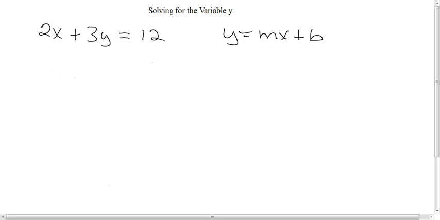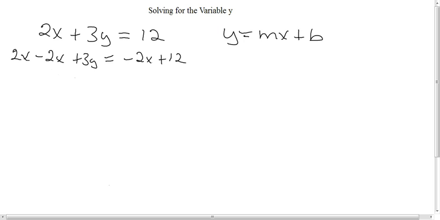So we must take 2x away from 3y. How do we do it? Well, what's the opposite? We have 2x. Is that a positive or a negative? Of course, it is a positive. What is the opposite? Negative. So let's subtract 2x on both sides. That'll give me 2x minus 2x plus 3y is equal to negative 2x plus 12.